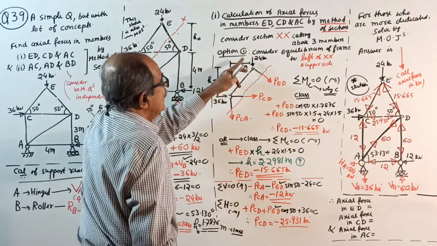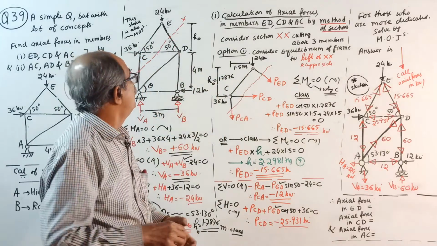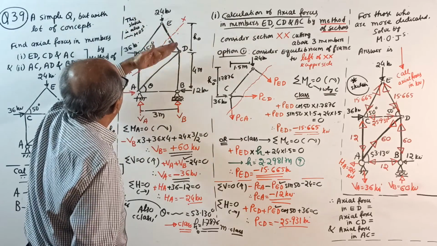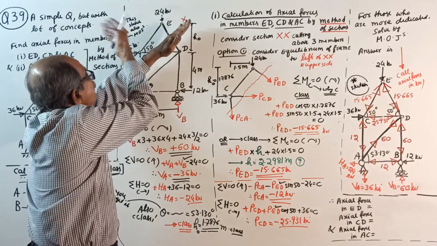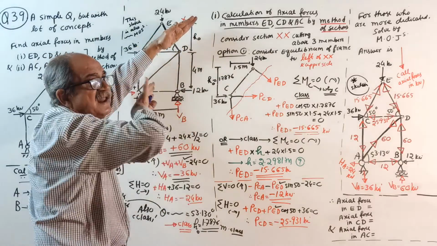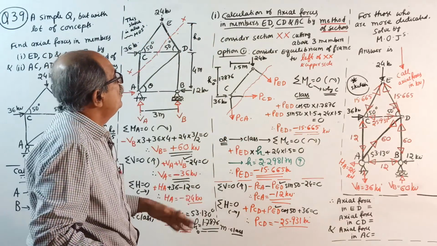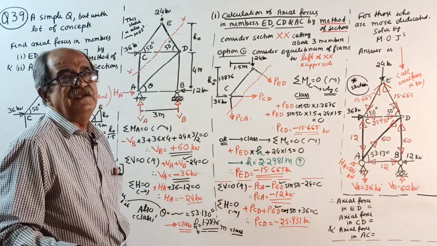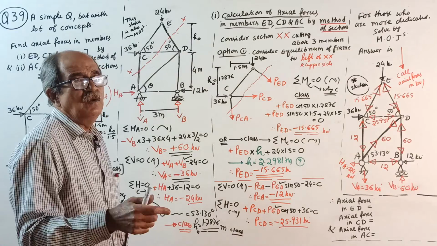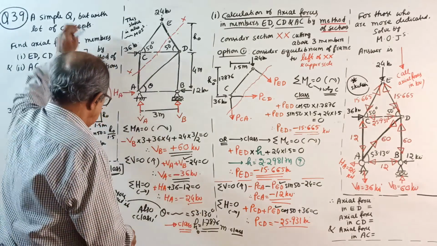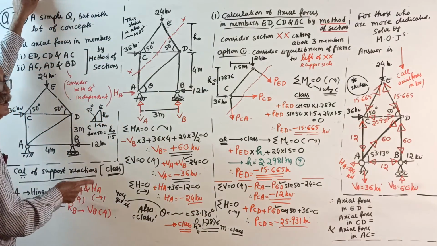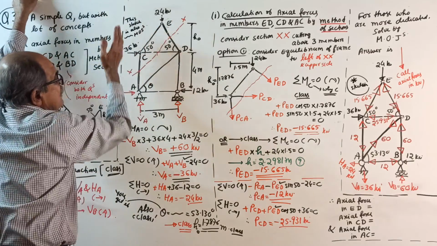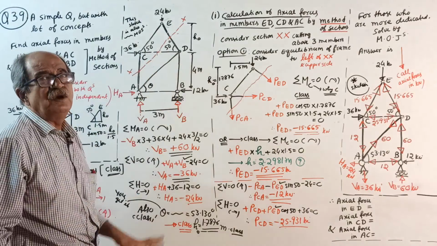Now, two options are there for you. You can look at the left side and upper side, this way, or you can look at the down side and right side. Your choice. The advantage of looking at that side is that it is easy, and you need not find the support reaction. Suppose the question is only to find these three members, then look at that side. For this question, support reaction is not required.